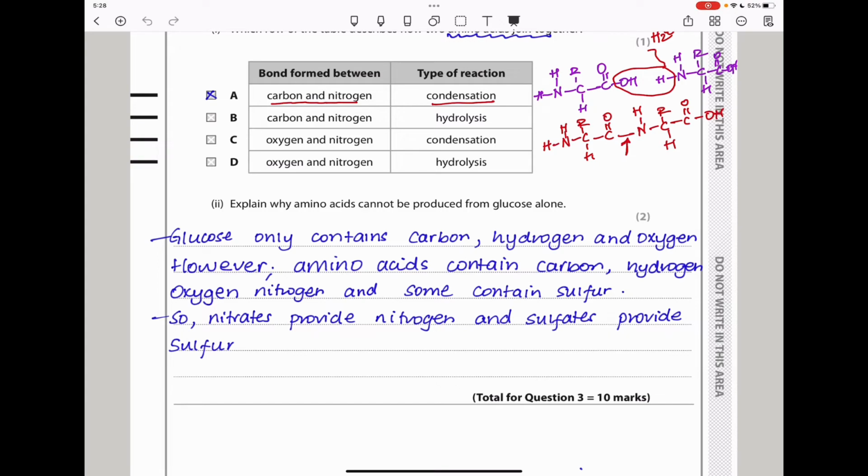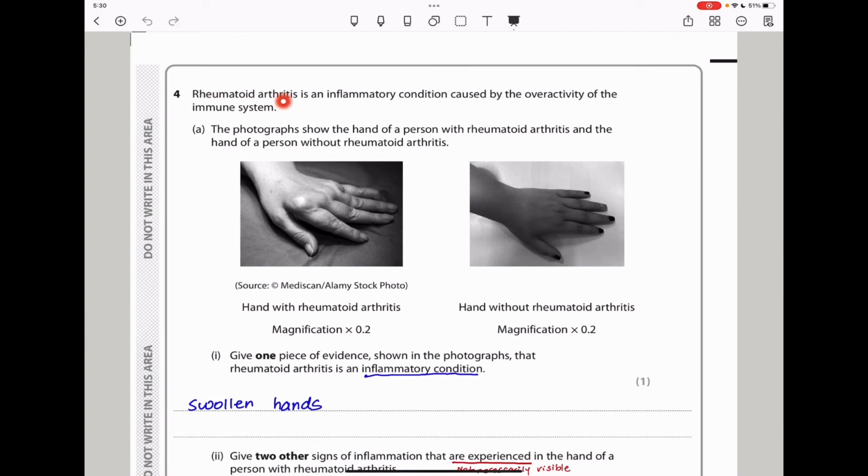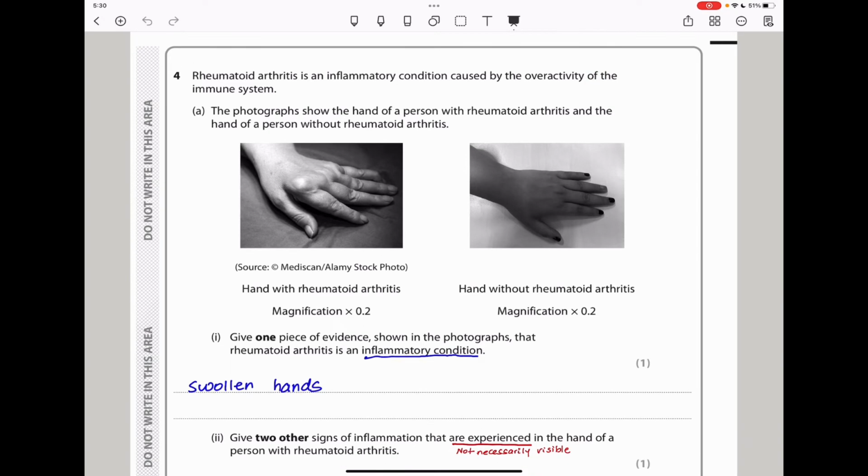This brings us to the end of question 3. Let us move on to question 4. Rheumatoid arthritis is an inflammatory condition caused by the overactivity of the immune system. The photographs show the hand of a person with rheumatoid arthritis and the hand of a person without rheumatoid arthritis. So you can see this person here has it and that one doesn't.